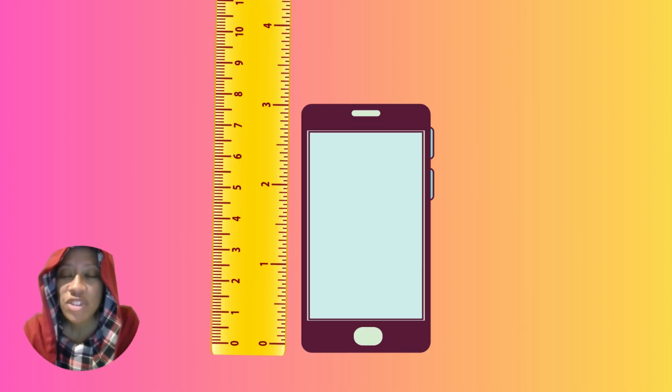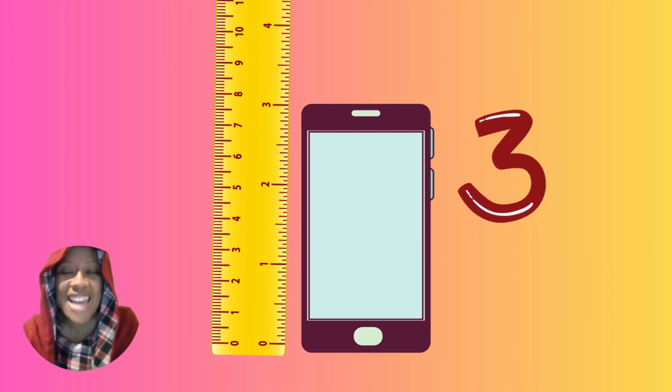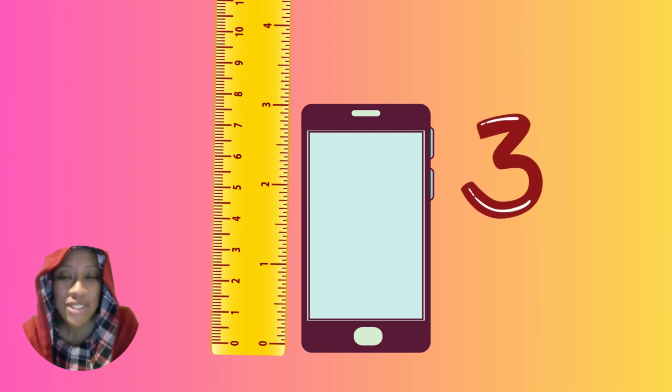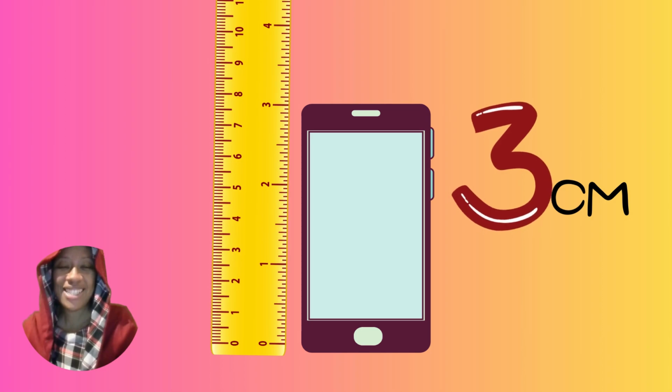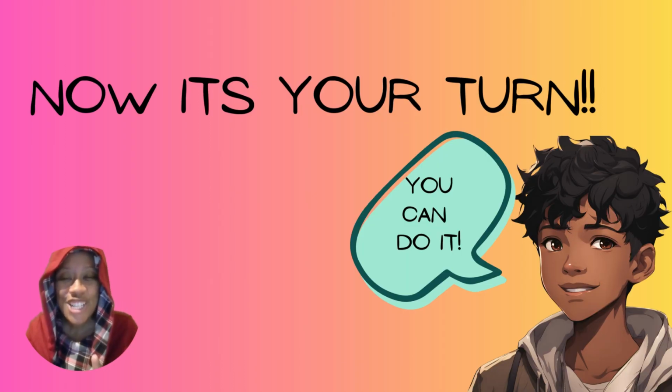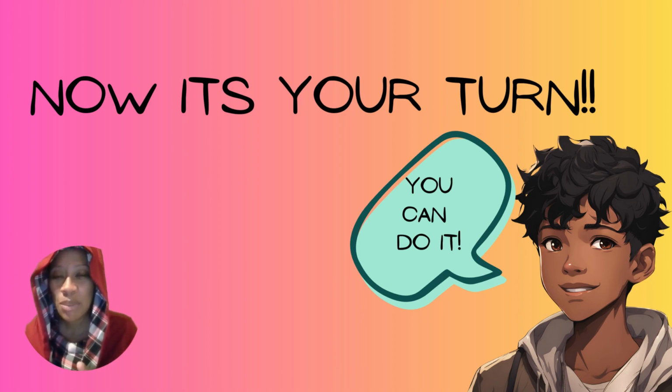Okay, so what is the measurement of this phone? It starts at the 0 and it ends at the 3. That's right. And is it millimeters or centimeters? 3 centimeters. Now it's your turn. I want you to take out your ruler and I want you to measure each item in centimeters and millimeters. Raiden says you can do it.